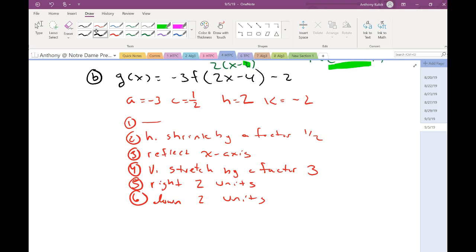So we need to make sure we're doing the transformations in the correct order to get the desired result. And the way we're going to make sure we do that is by recording these steps in the correct order. So I need to make sure they're written 1, 2, 3, 4, 5, 6, the same 1, 2, 3, 4, 5, 6 that we've recorded. We do the stuff with the C's first, and then the stuff with the A's, and then the H's, and then the K's. Okay with that idea?